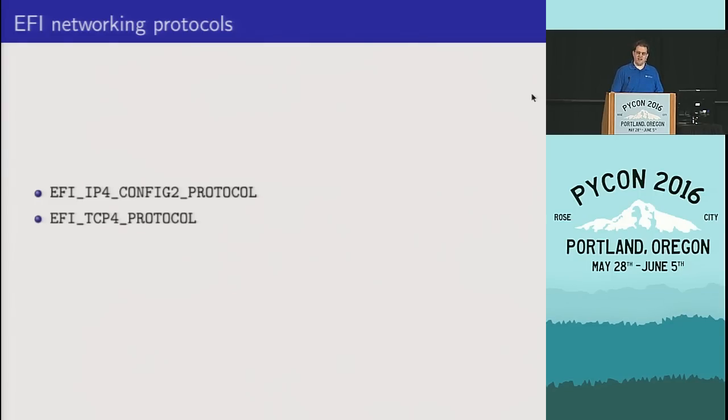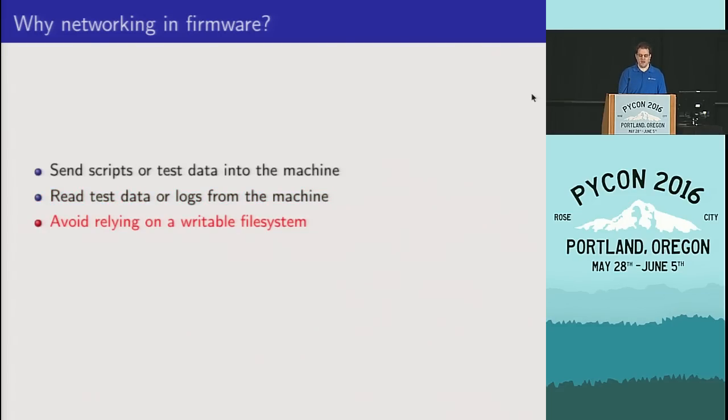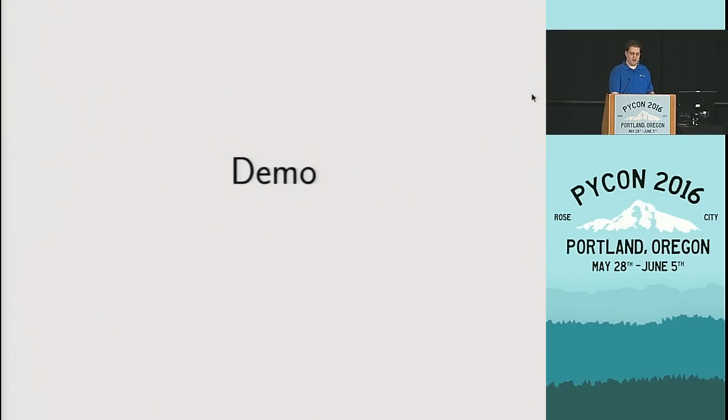So it turns out EFI actually has networking protocols. So when we moved up to EFI, we started thinking it really does make sense to have networking support. And why would you actually want to have this? Well, it turns out it's really convenient for sending scripts or test data into the machine you're testing, or for reading test data or test logs back out of the machine when you're done. Quite often it's more reliable than the local storage on the system, which you sometimes don't even have as local writable storage. So it helps you avoid relying on a writable file system.